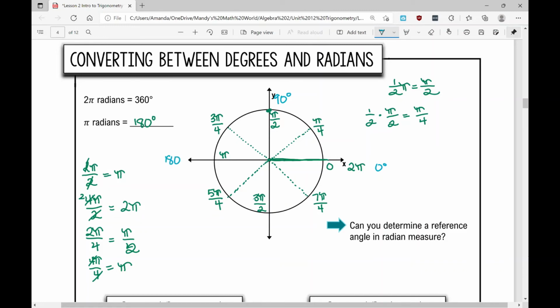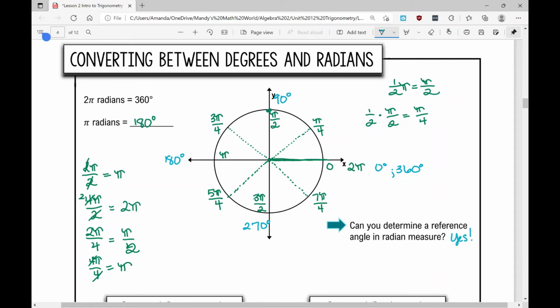Here's 180 degrees, add another 90 degrees to get 270 degrees, add another 90 degrees to get 360 degrees. This is another way we show measure. So now let's look at, can you determine a reference angle in radian measure?